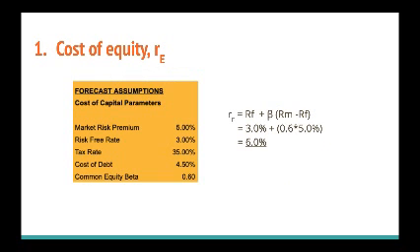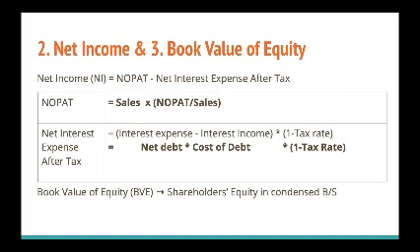So the first one, cost of equity: as shown previously in the orange box, as the risk-free rate and market risk premium are all given, we just use the CAPM equation to forecast the cost of equity, which is 6%. And to forecast net income and book value of equity, we will refer to the formulas.